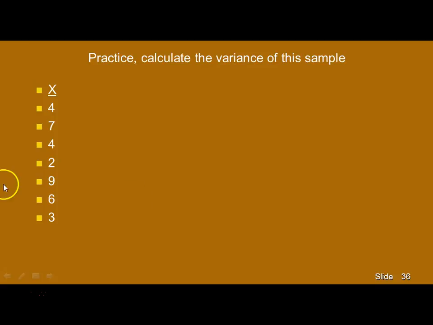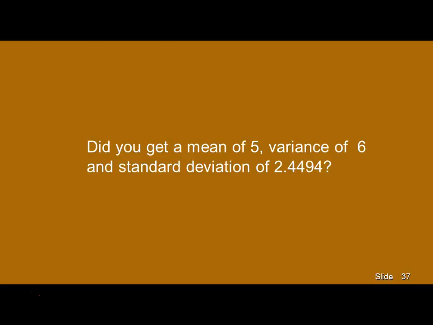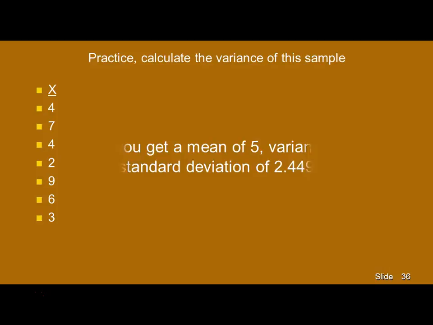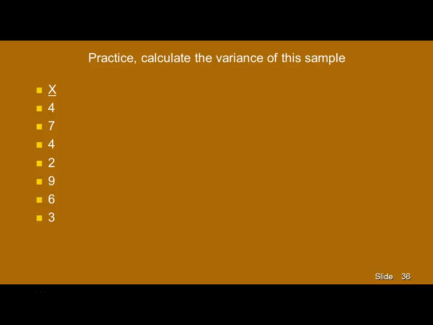So here's a practice problem for you. Treat this as a sample: 4, 7, 4, 2, 9, 6, 3. Calculate the variance, actually I'll say the variance and standard deviation and mean of the sample. And I'm going to give you the answers on the next slide. You should get a mean of 5, a variance of 6, and a standard deviation of 2.4494. If you don't get those, then you know you've made some errors. Go back and check your work and try to figure out what you did wrong. And if you can't figure it out, send me an email.